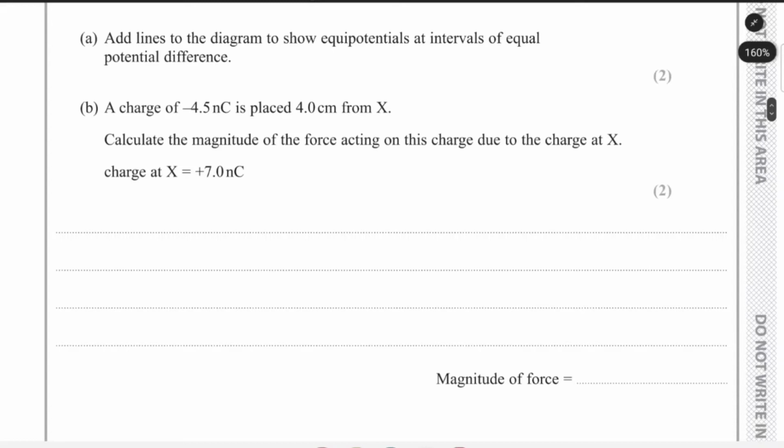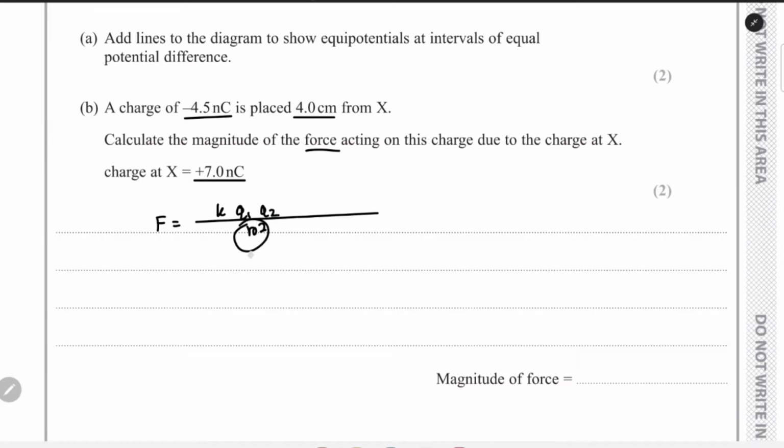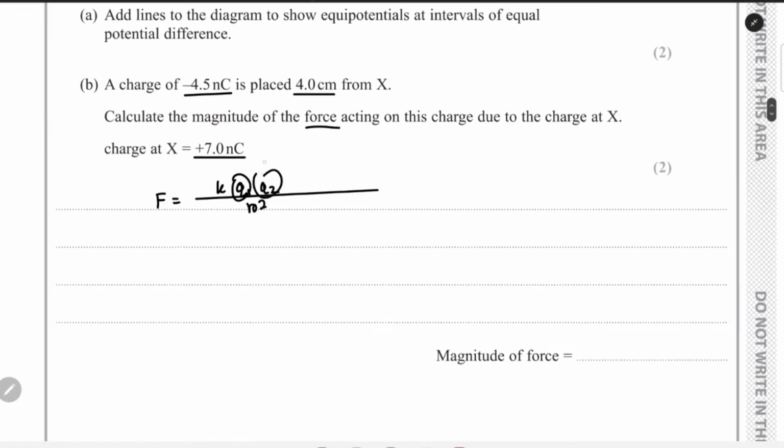Now we are given a charge of -4.5 nanocoulombs placed 4 centimeters from X. We have to calculate the magnitude of the force acting on this charge, given that the charge at X is 7 nanocoulomb. We know that the force is F equals K times Q1 times Q2 by R squared. R is the distance between them, Q1 and Q2 are the charges and K is the constant. The value of K is given at the back of this question paper.